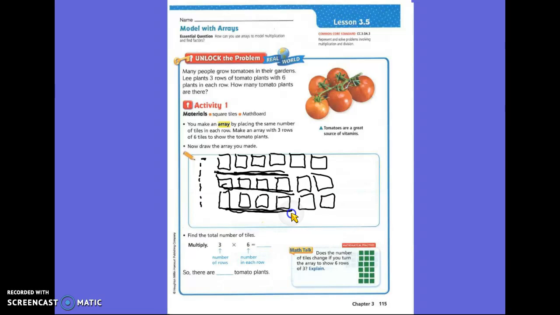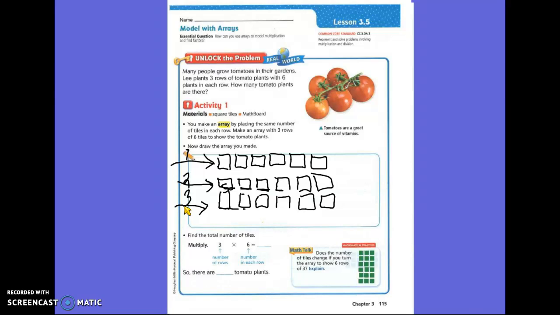Now I'm going to erase these lines for the rows because we actually don't really need them. Do we need to erase them? They just asked you to do the tiles. I just wanted to show you that rows go sideways. So do you see how I have 3 rows? Yes. 3 rows and 6 in each row.